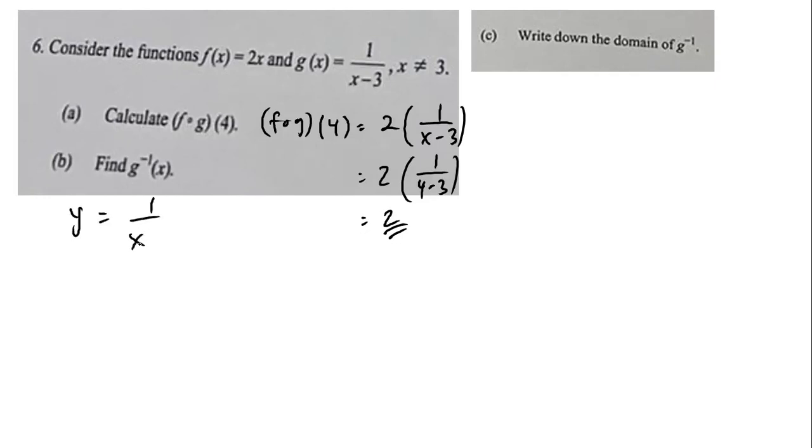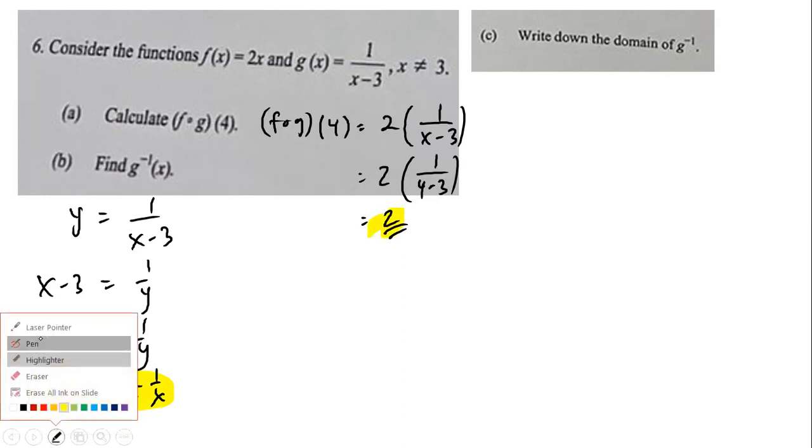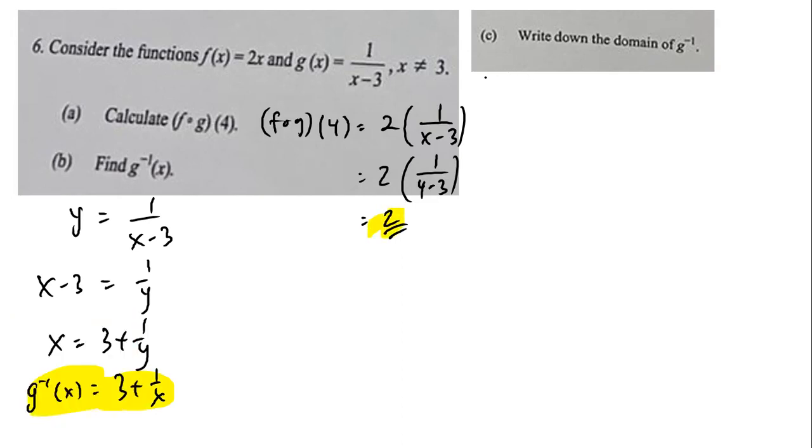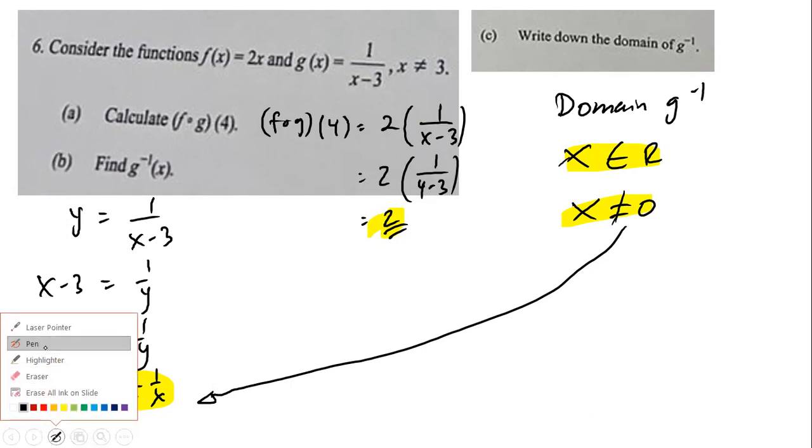All right, now here, y equals 1 over x minus 3. x minus 3 equals 1 over y. x equals 3 plus 1 over y. So it means that the inverse function of g is equal to this. Right, we answered A and B now. Part C, write the domain of g. The domain is x an element of the reals, so x can be any number, but x cannot be equal to 0. Why? Since if you input x equals 0 into this function, the result will be undefined, right?